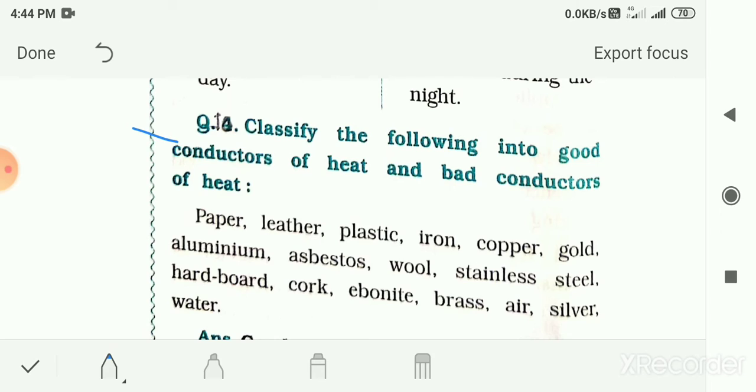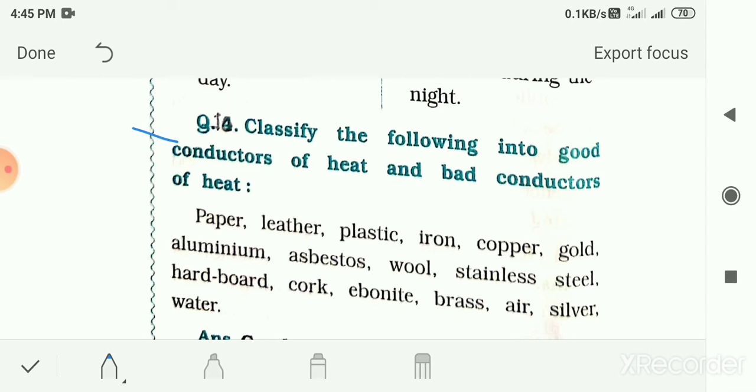It is a kind of fibrous silicate material, and it has the property to resist fire or to resist heat. It is a poor conductor of heat, so it is used in fireproof clothes. So that is asbestos. Next is wool. Then after stainless steel, the next is hardboard, that means a board made of hard material.